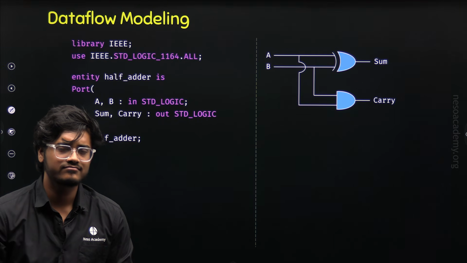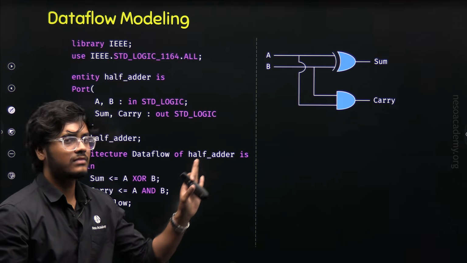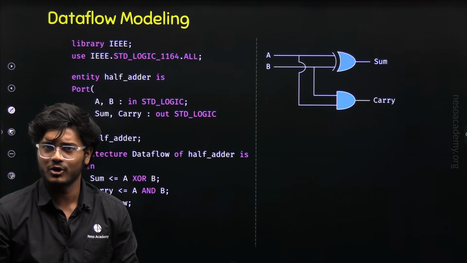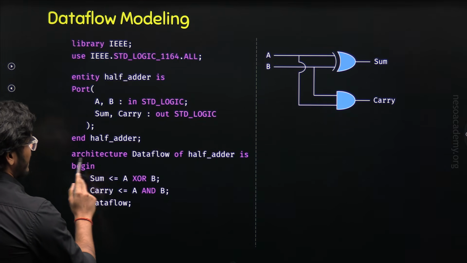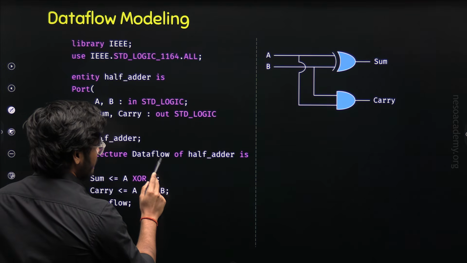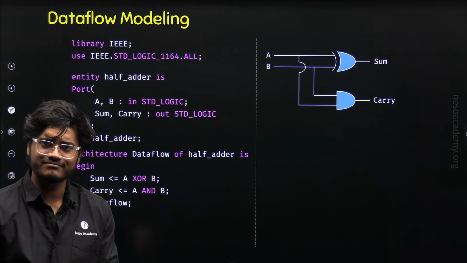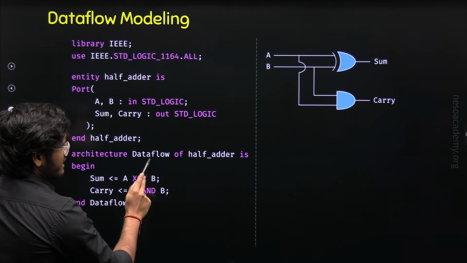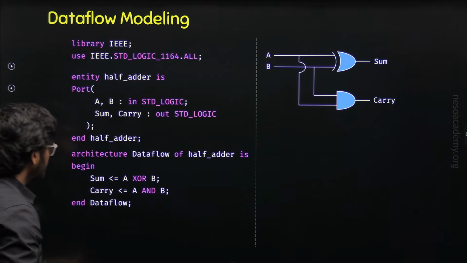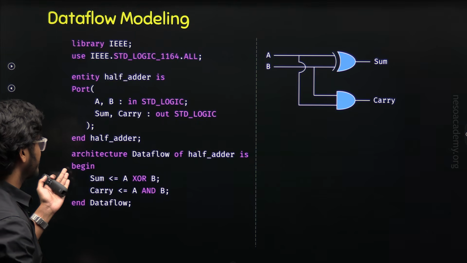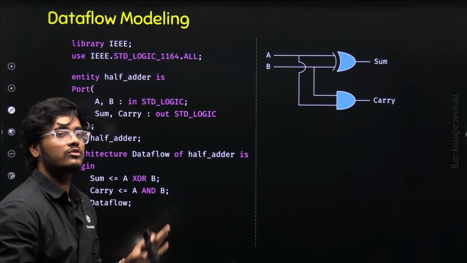After entity, we have architecture. Inside the architecture, we will describe this half adder using data flow modeling code. The architecture starts with the keyword architecture, and I am naming this architecture dataflow because in this architecture, we will write data flow modeling code. Architecture dataflow of entity half_adder is. Now, inside the architecture, after the keyword begin, we can write the Boolean expressions for this data flow modeling code.